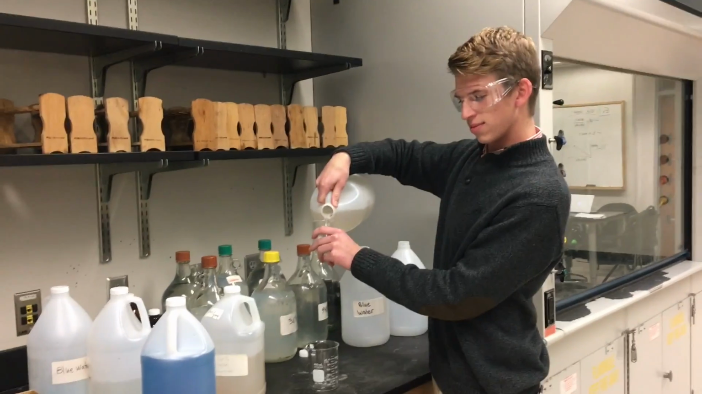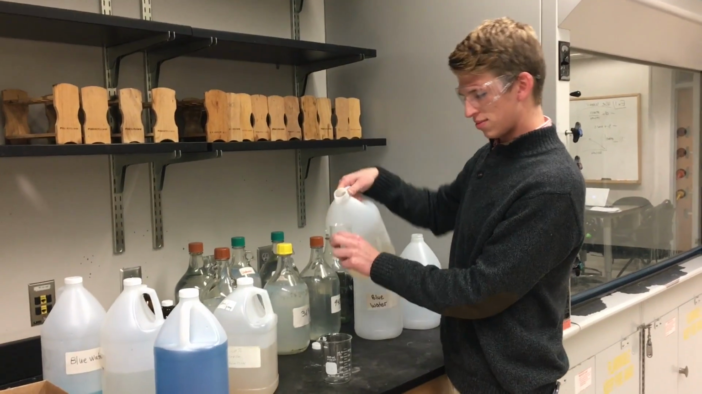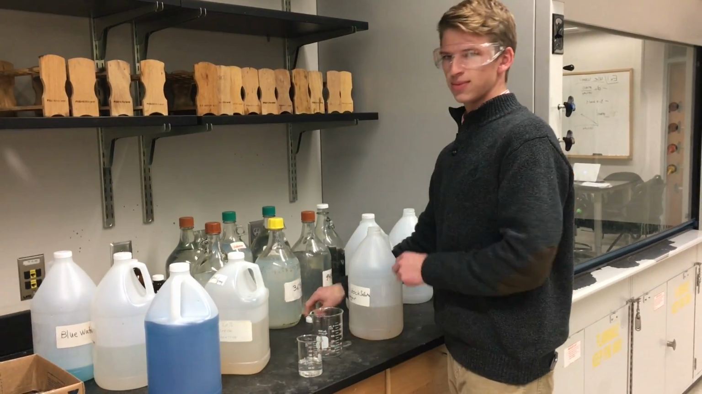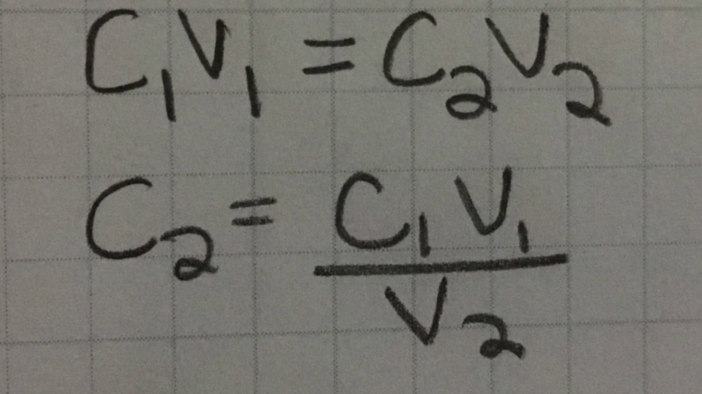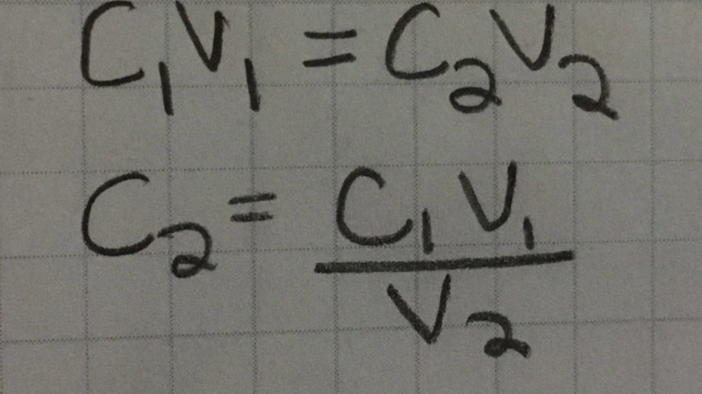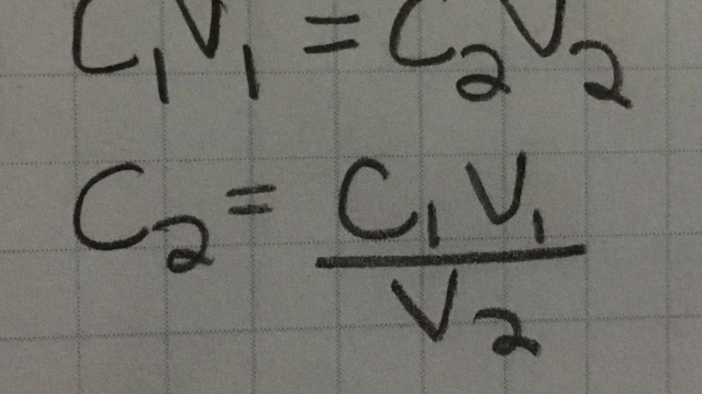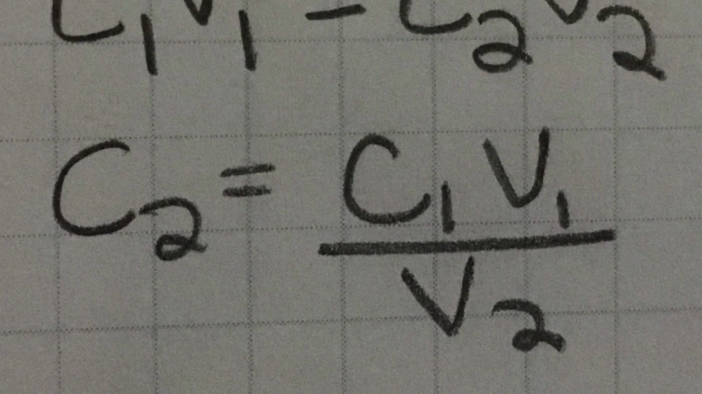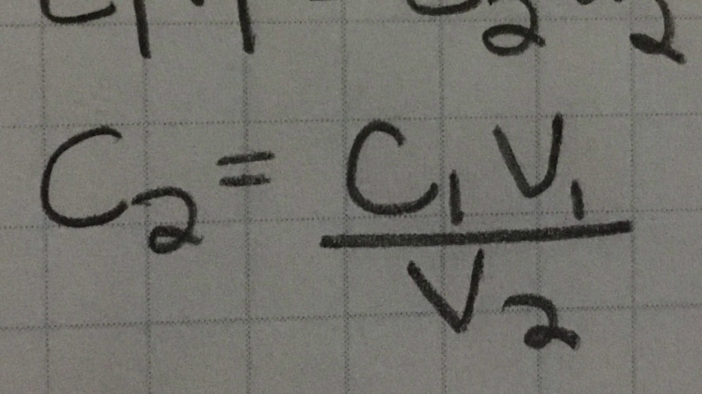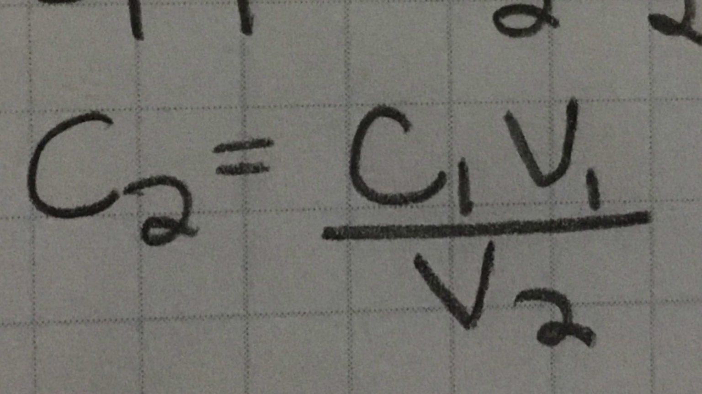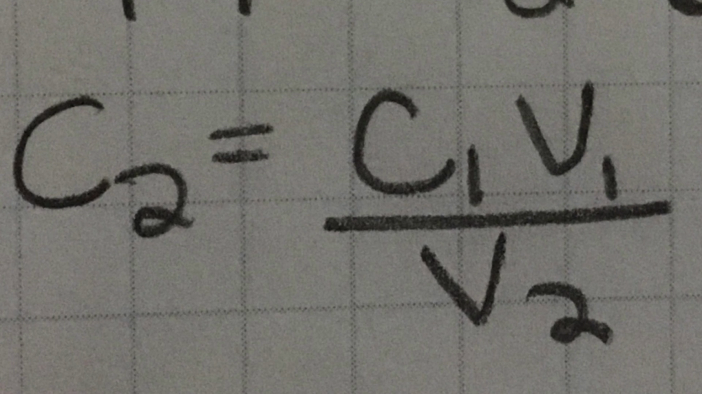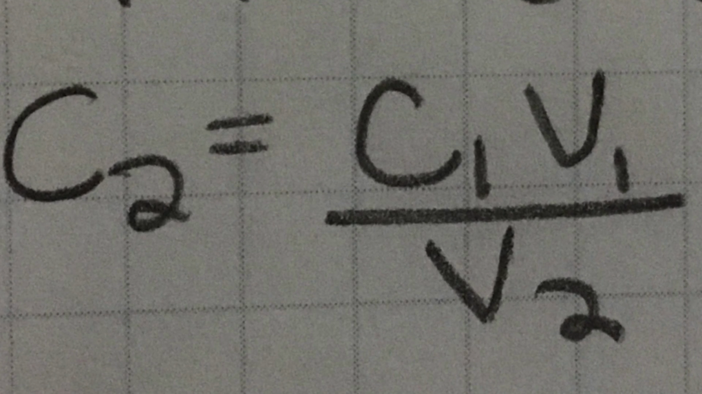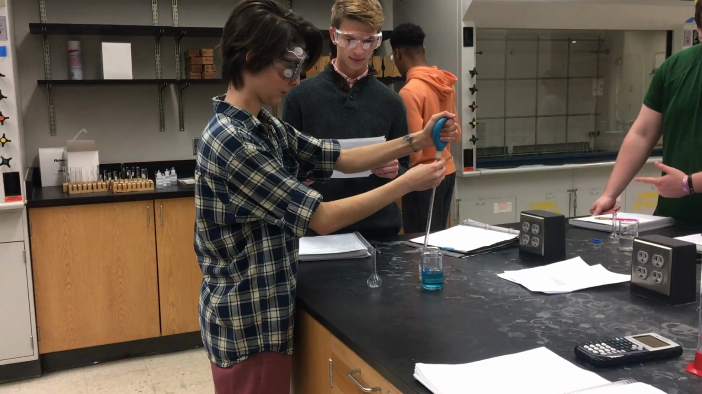Here, my colleague, Alan Tucker, transfers the stock solution to another vessel for pipetting. To find the concentration of the dilution we are making, we will use the equation C2 equals C1 times V1 over V2. In the next part of this experiment, we will talk about finding V1, which is the amount of stock solution used in the dilution.